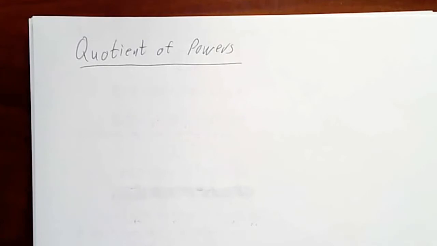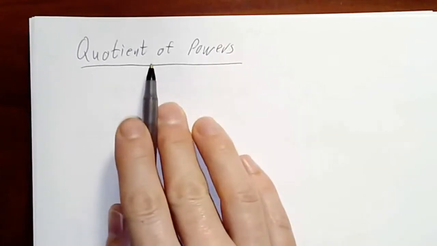This video is going to teach you the Quotient of Powers rule. If you've already watched my Product of Powers rule, this is pretty much the opposite version of that. As you might remember, the word product means the value after you multiply two things. Quotient is the value after you divide two things. So what does this mean? Well, let's see an example.